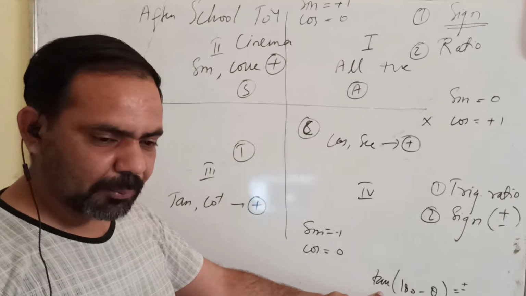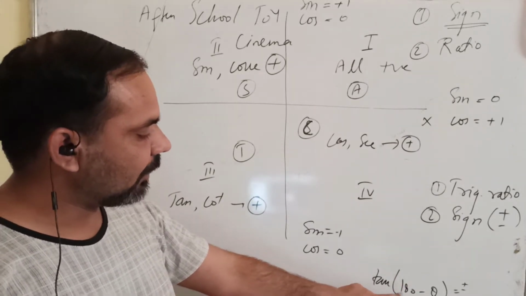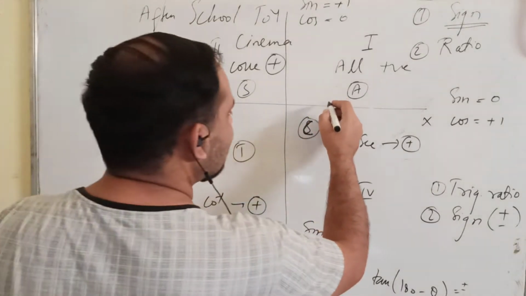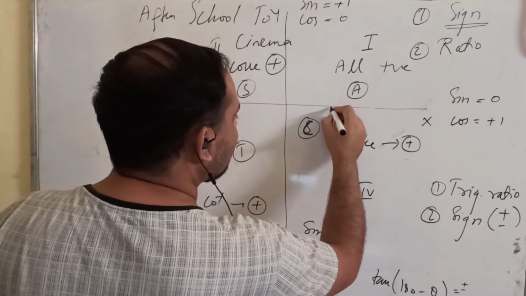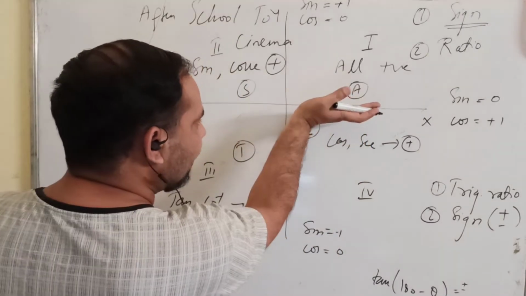So suppose we have this example, tan 180 minus theta. So you look for this tan. Now 180 minus theta will be in which quadrant? This angle, this point here, it is 0. If you move to this, you are starting from here.